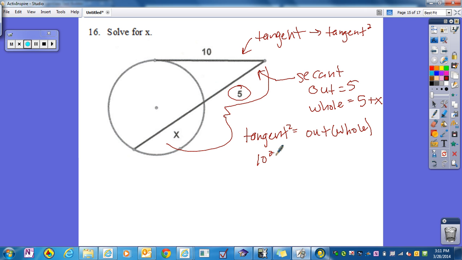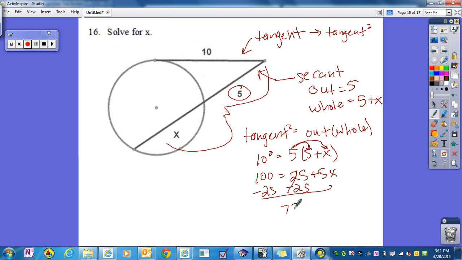So 10 squared equals 5 times 5 plus x. So on the left side we have 100. Then on the right side you make sure you distribute that 5 and you get 25 plus 5x. So subtract 25 on both sides. And 100 minus 25 is 75. So we get 75 equals 5x. Divide both sides by 5. And x equals 15.